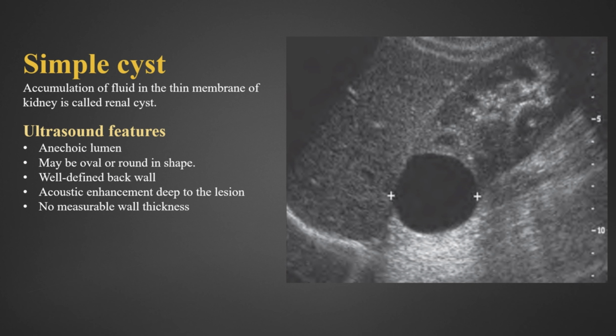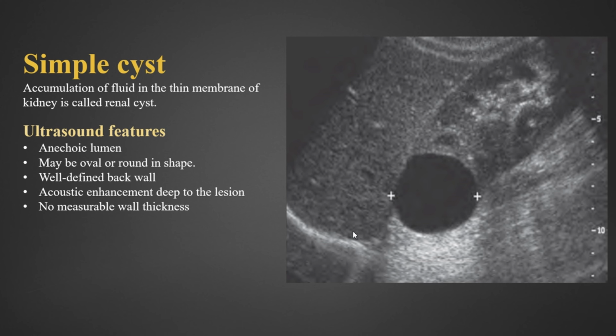Now we are going to discuss a simple cyst. The accumulation of fluid within a thin membrane in the kidney is called a renal cyst. On ultrasound, a simple cyst appears anechoic and it may be oval or rounded in shape. It has a well-defined back wall, and acoustic enhancement deep to the lesion is also seen, and no measurable wall thickness is seen in the simple cyst.